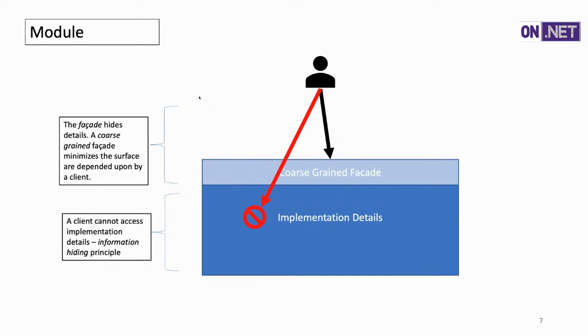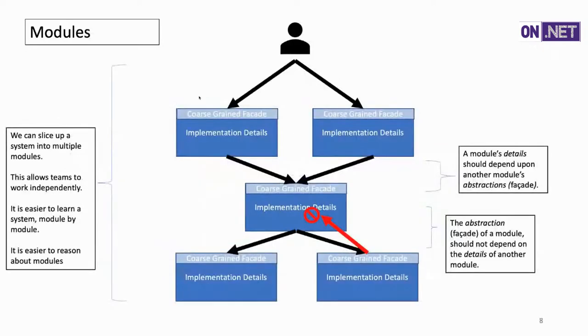And that idea of implementation hiding is kind of central to what object orientation is doing. So objects in a way are kind of modules. Generally, when we talk about modules as a design idea, we tend to be thinking about something slightly bigger than just a class. So the idea is that my module depends on another module.